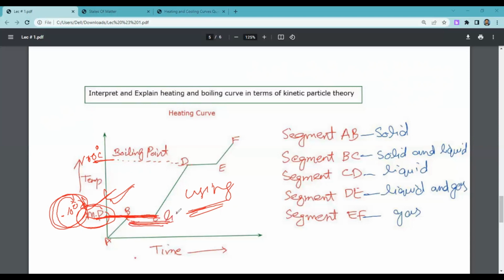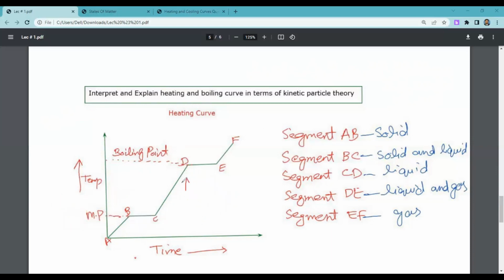Now the substance is liquid. Now we are heating it again. We are providing heat, and at a certain temperature it starts boiling. Therefore, at this point, this is called boiling point.